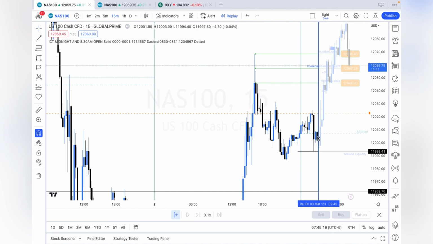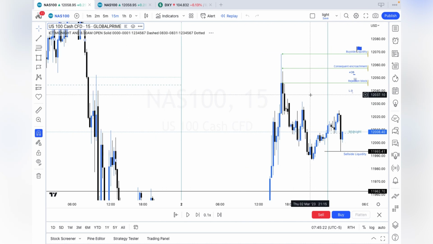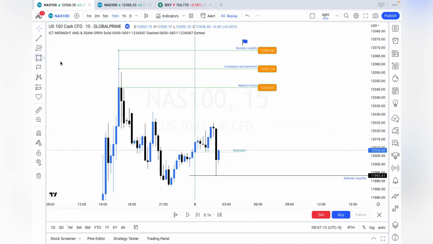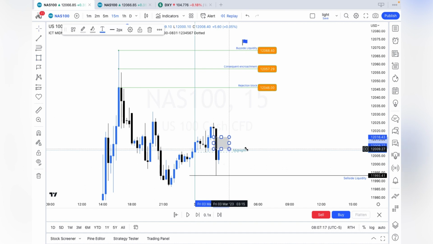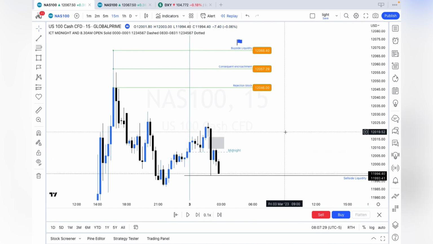Alright, so I think I came in somewhere here. Yeah, somewhere there. The thing that caught my attention was this fair value gap here. That's a 15-minute fair value gap, right? Now, notice how price took out this low with this move. If price closes outside this fair value gap, that can act as support. And then we have this.